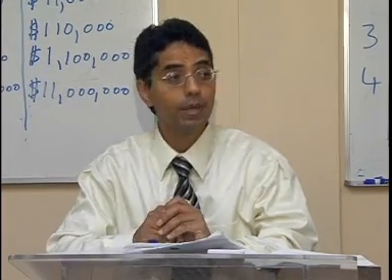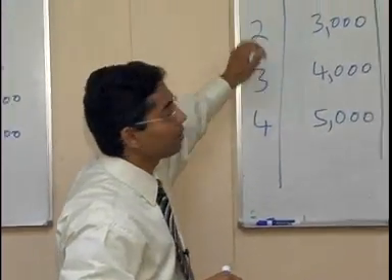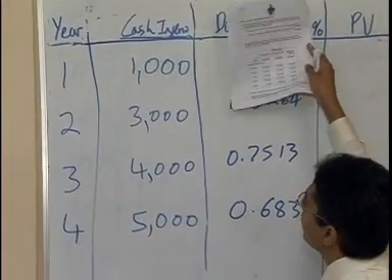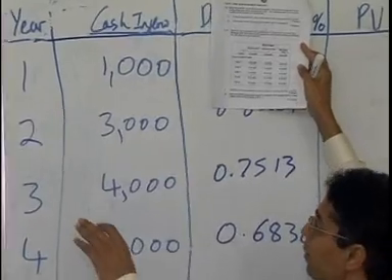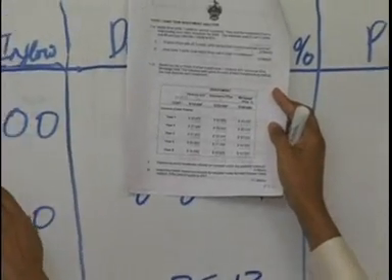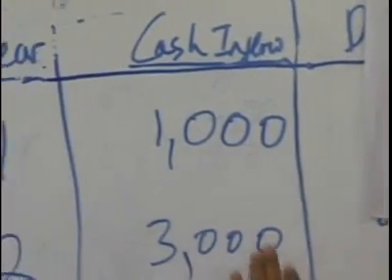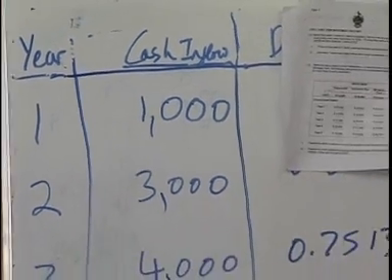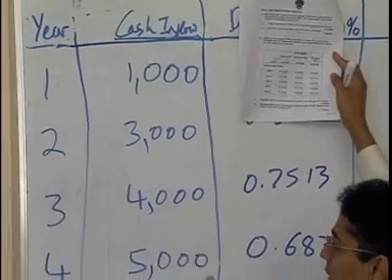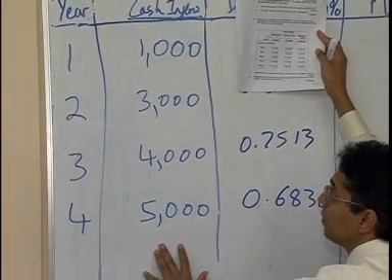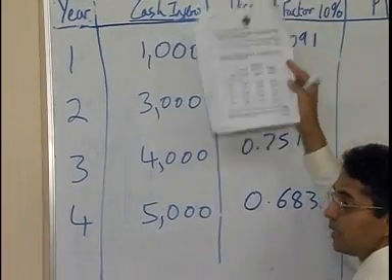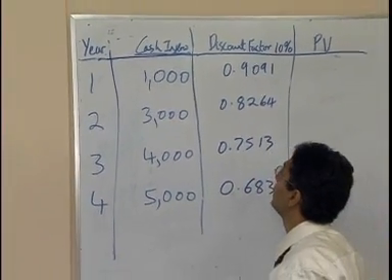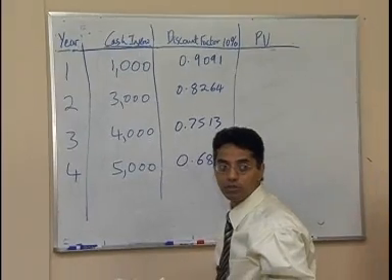Now, with that in mind, let us look at our scenario. Our scenario, again, is similar to when we were evaluating the payback method. We have cash flow 1,000 at the end of year 1, 3,000 at the end of year 2, 4,000 at the end of year 3, 5,000 at the end of year 4. Suppose we say that we want to evaluate this proposal based on a 10% interest rate.